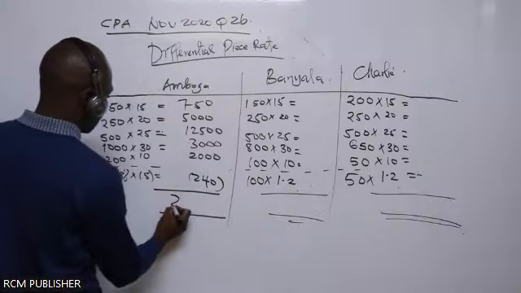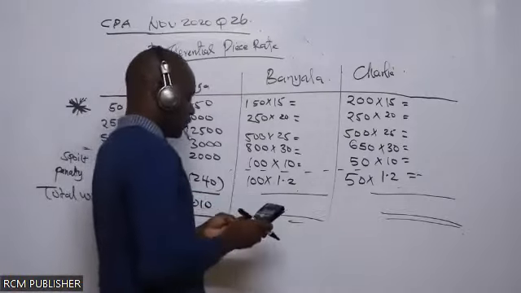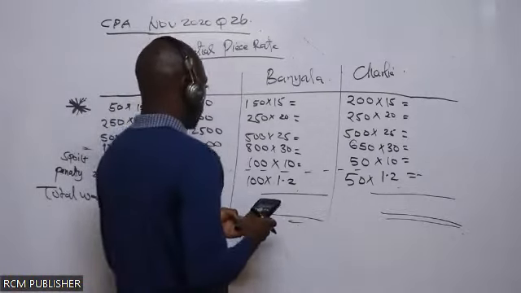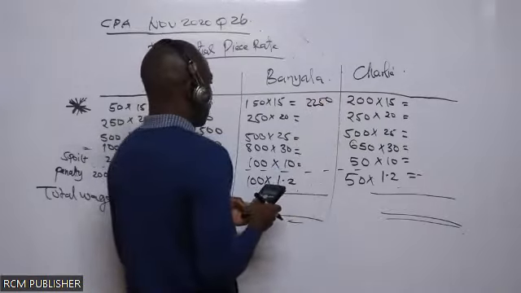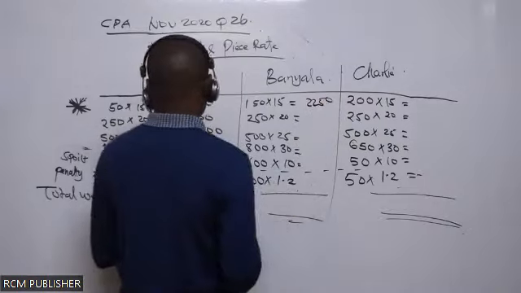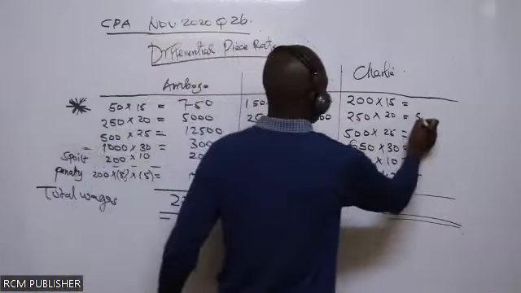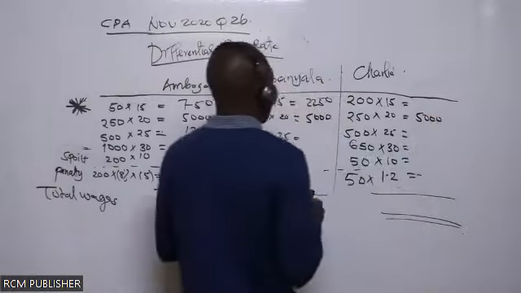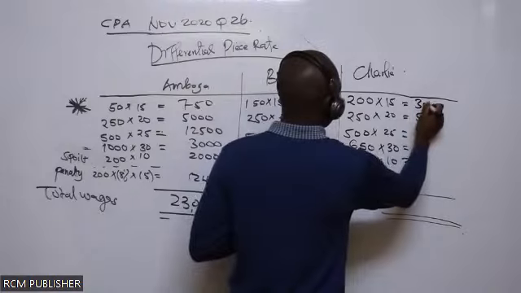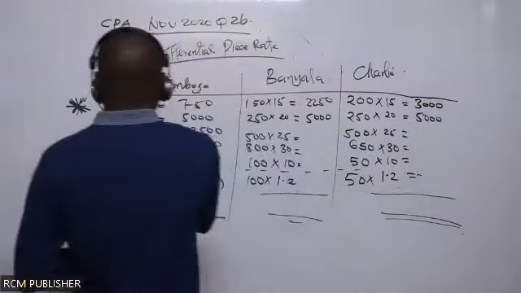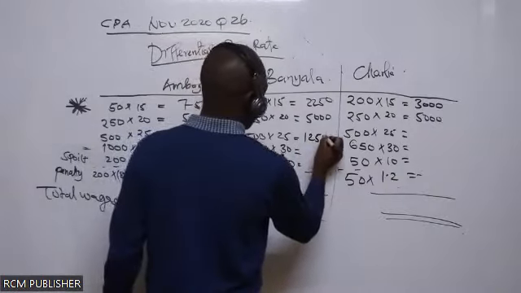I'm going to have 23,010. Here, 150 times 15, 2250. Then 250 by 20. Of course, this one will be 5,000 for all of them. So that's the simplest way of doing this. Then I have 200 by 15, that is 3,000. Here, 500 by 250 is giving me 12,500. So that is the same all through.